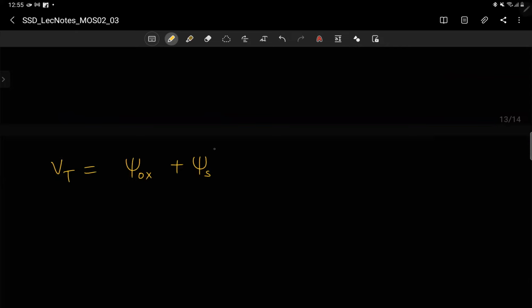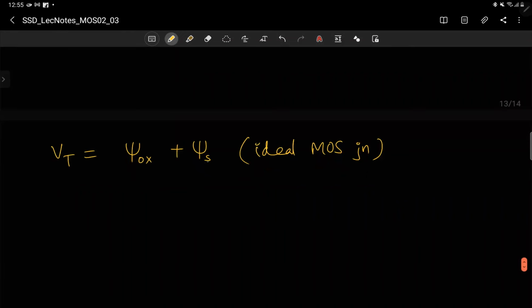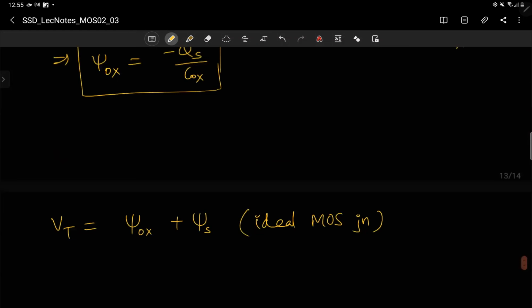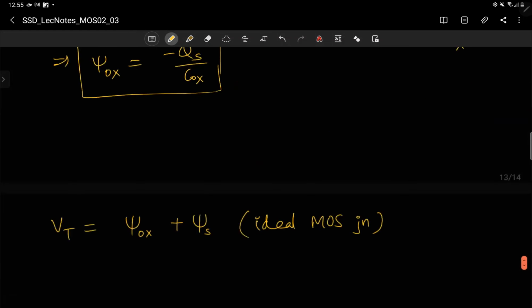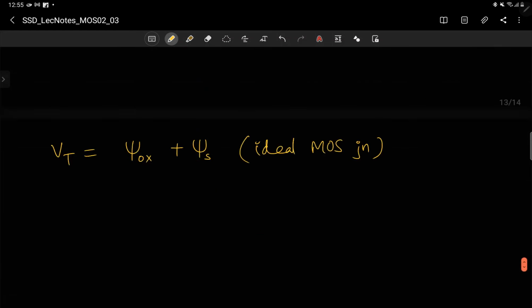All right. So ideal MOS capacitor we are considering. So this is for ideal MOS cap. Let us write it, because things will change. This expression will change if it is non-ideal. So Vt is equal to psi ox plus psi s for ideal MOS junction, because that is the voltage we saw. Nowhere else voltage drop is there. And this is the first equation.